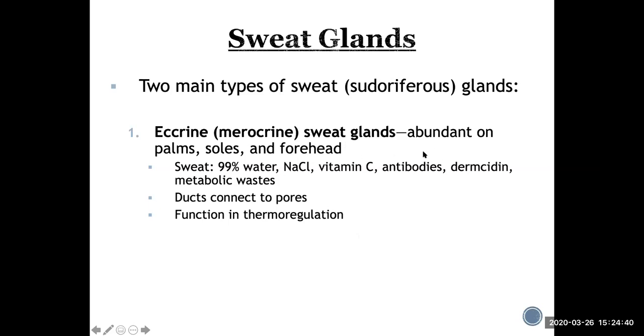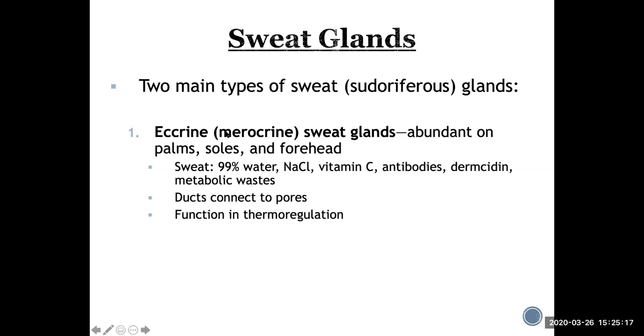These guys are super abundant, especially on the palms of your hands, the soles of your feet, and your forehead. So of course, these guys are going to be producing sweat, which contains a lot of stuff besides water and salt. Kind of interesting. And so the ducts connect to pores on the surface of the skin. Of course, a pore is just a tiny hole in your skin, right?